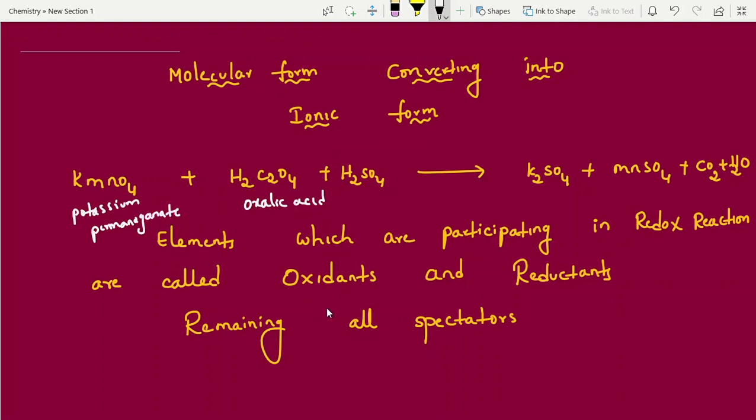Now, I have written one more point. Elements which are participating in redox reactions are called oxidants and reductants. And all the remaining we call spectators, meaning there is no change in the oxidation state.